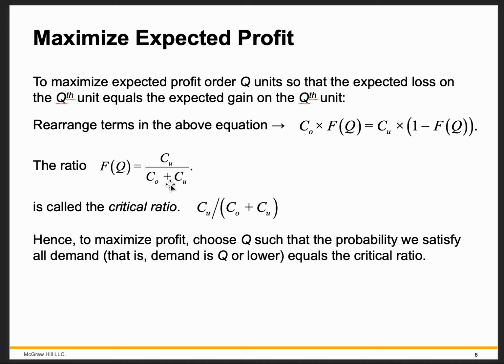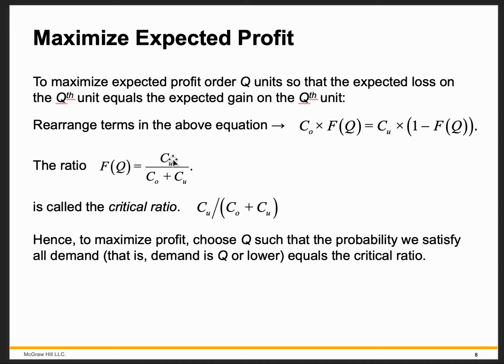You find the critical ratio. This ratio, the cost of understocking divided by the cost of overstocking plus the cost of understocking, is called the critical ratio. So you calculate the critical ratio, and then you look at your demand function. The value of Q where the demand function is exactly equal to this critical ratio will give us the optimal order quantity, right? This is basically how we calculate the optimal order quantity.